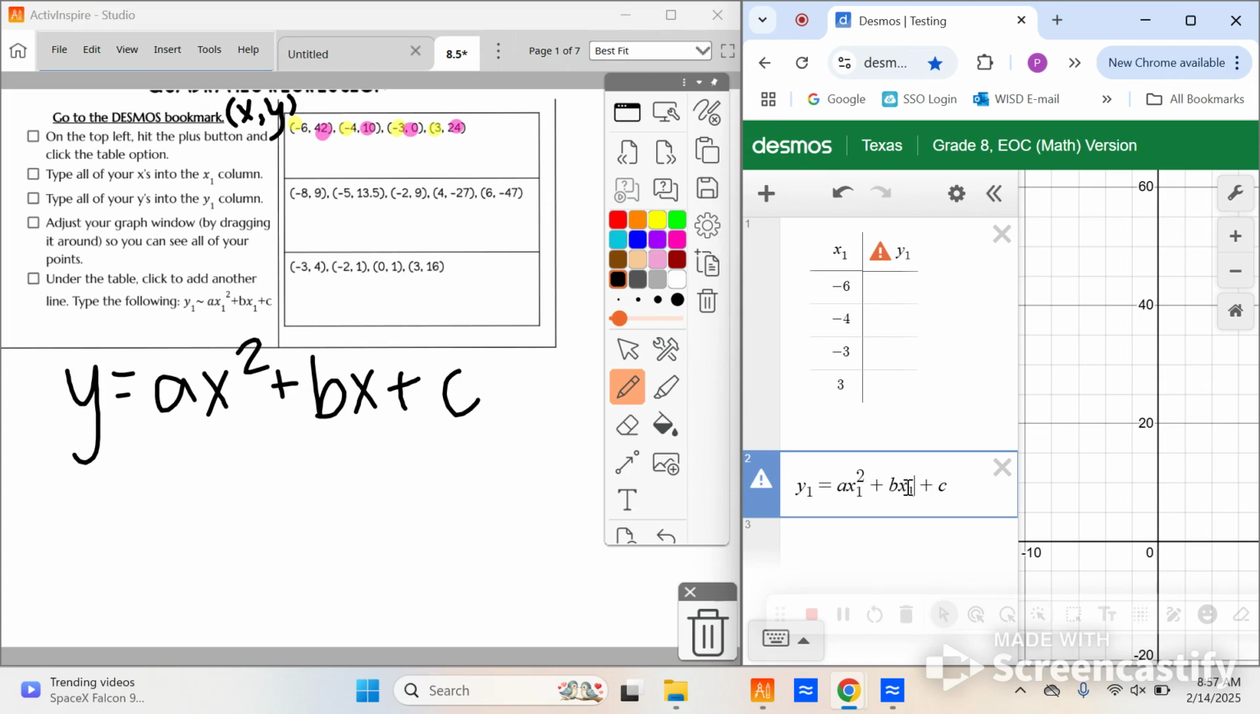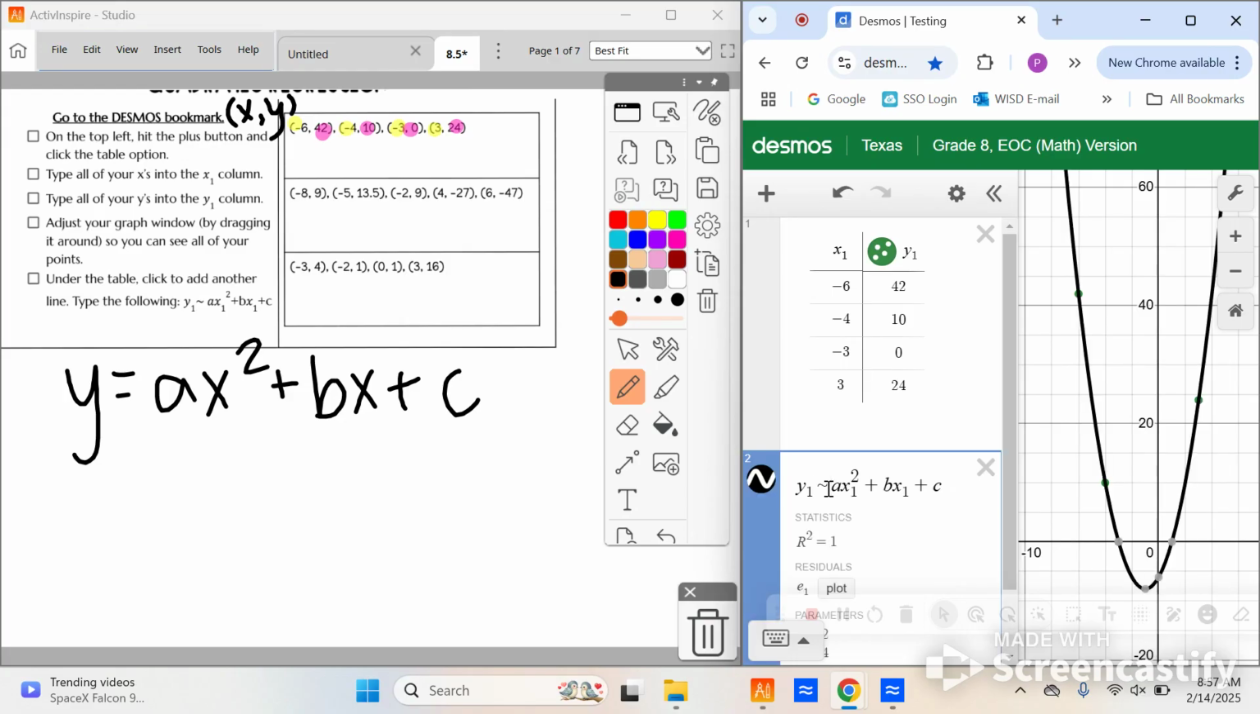Now, the Y1 disappeared, don't panic, and that's because I also have an equal sign. So because Desmos is a computer or a tool, we need to tell it, connect these dots approximately. So I'm going to delete my equal sign and do a tilde. So now it looks just like you see it in the notes. Y1 tilde, that's the little squiggle symbol, ax1 squared plus bx1 plus c. So I'm telling it, take x1 and y1 points from the table and connect them.